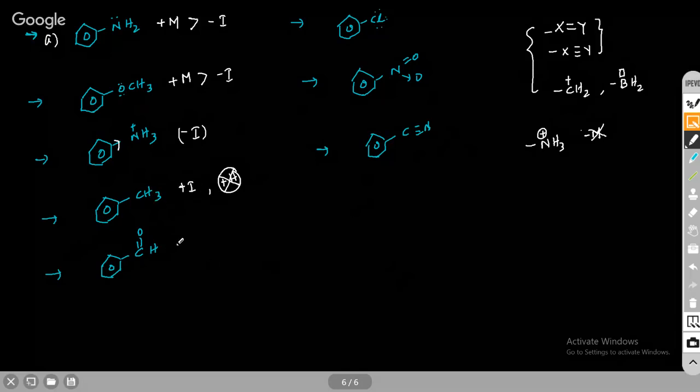Here, what effect do we have? Can I write down minus M and minus I, where minus M is dominating? Minus M, minus I, multiple bond between first and second atom. Minus M, minus I, minus M dominating. What about this chlorine?